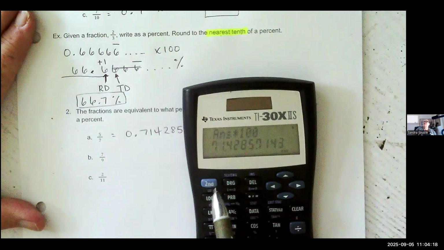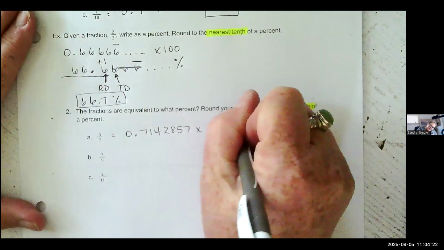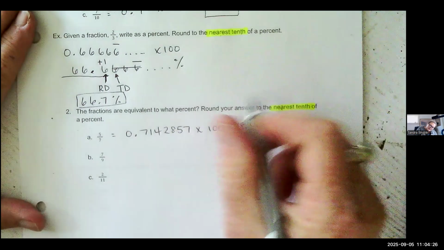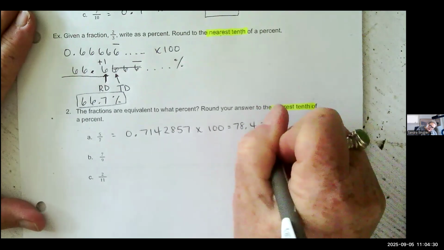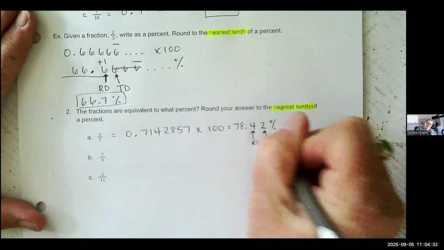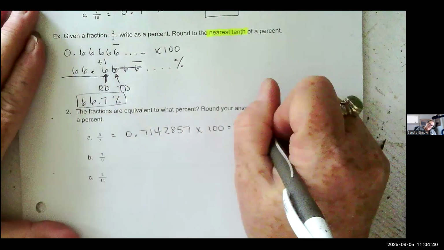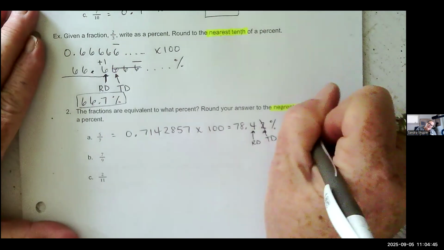All right, and I got 71.4285. I'm just going to do that. 78.42. I can stop there because I'm rounding to the tenth, and this is a percent. So there's my rounding digit. There's my test digit. Now, in this case, my test digit is less than 5, which means I do not add 1 to my rounding digit. I just drop the test digit. It becomes 0, and my answer is 78.4%.